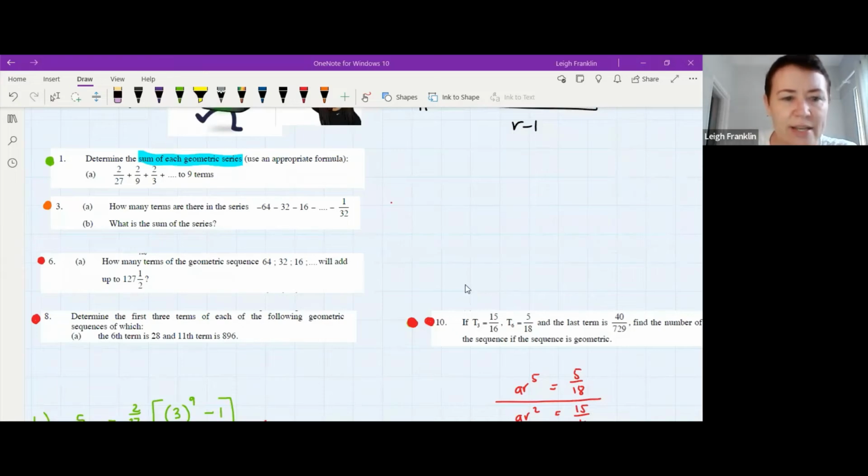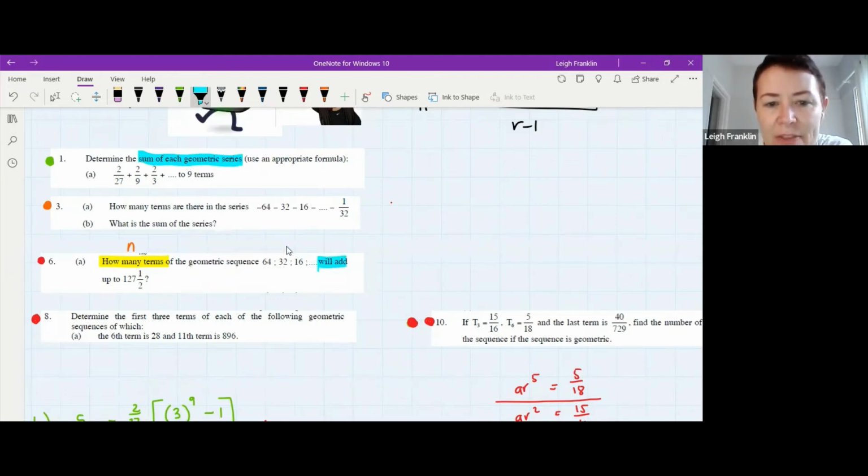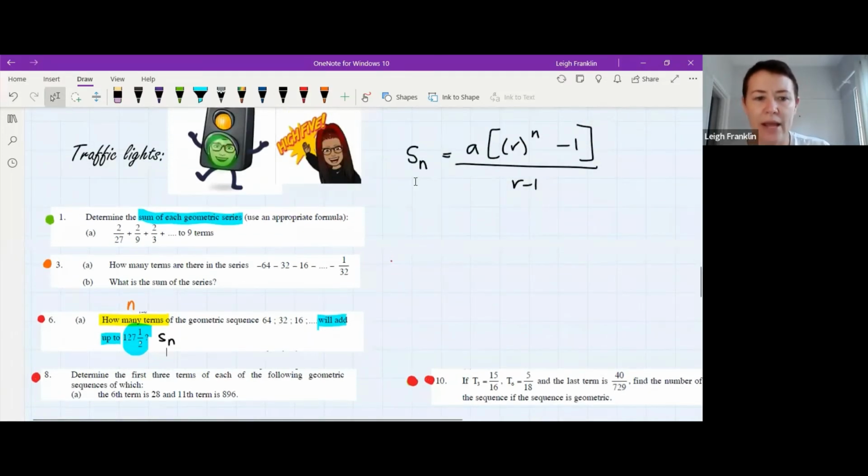All right, so let's just go through this. In question 6, they've asked us how many terms. So the question, how many terms, implies we need to calculate n of the geometric sequence that will add up to 127.5. The words will add up to implies that the value following it is an SN, a sum. So we are going to sub into our SN formula. They've given us SN, it's 127.5. So in place of SN, we're going to write 127.5.